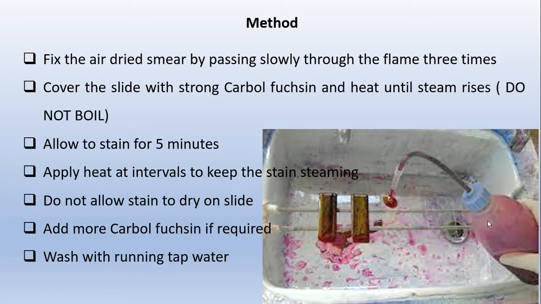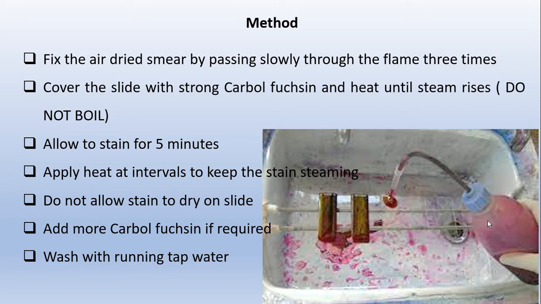Fix the air-dried smears by passing slowly through the flame 3 times. I think you know how to prepare the smears, and after preparing you allow them to air dry and then fix by passing the slides through a flame. Then cover the slide with strong carbol fuchsin and heat until steam rises. But remember, do not boil it. Allow to stand for 5 minutes.